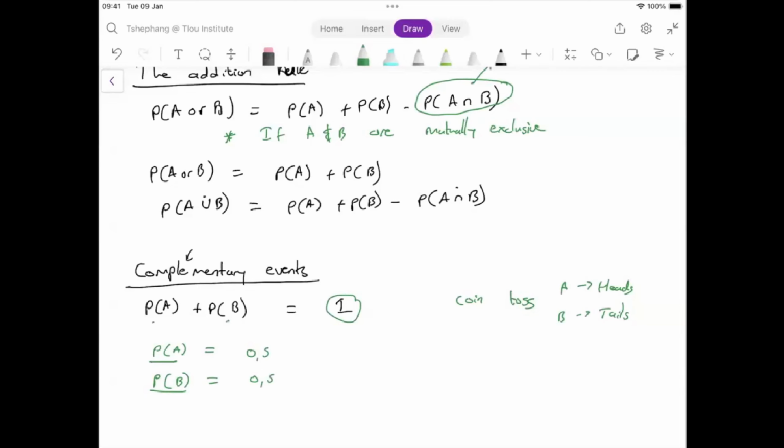I'm hoping it's clear for everyone. So if you add those two probabilities together, you must get a 1. Those are complementary events. I'm getting thumbs up. Okay, there's a question from Wandile.